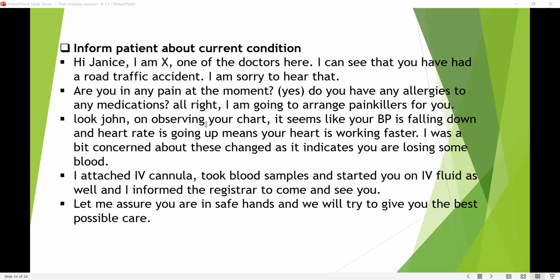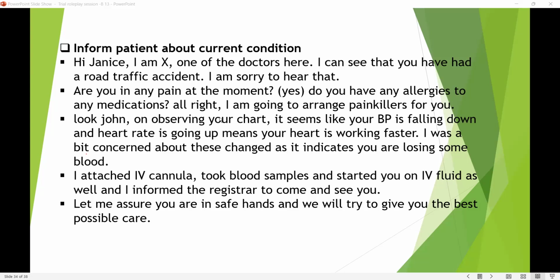Then talk to your patient, Janice. You can say, Janice, there could be multiple possibilities about your situation. I can give you some pain medication first, okay? What I noticed from that observation chart, it seems like your blood pressure is falling down and your heart rate is going up. I'm a bit concerned you might lose some blood. So I attached an IV cannula, took a blood sample, started you on fluid, and I also called my senior to come and have a look.